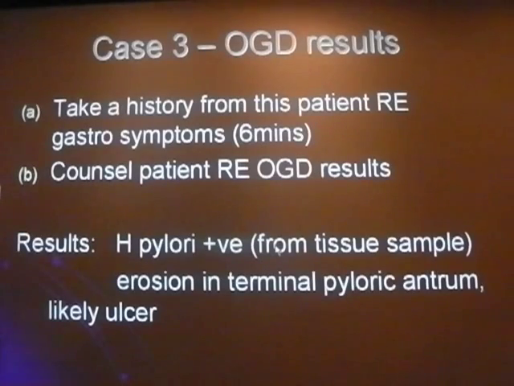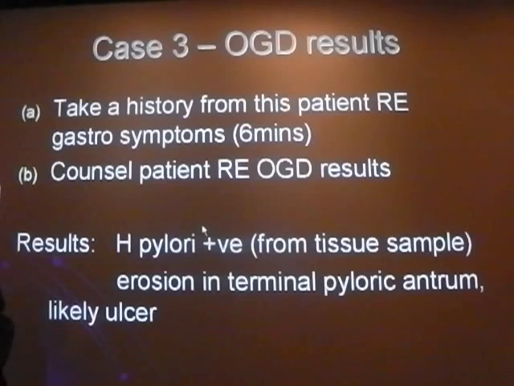Okay. So this is another one that gets phrased differently each year. I just picked one way. You had to take a history from a patient who had gastro symptoms, and then you said to them, go for an OGD and see what's found, and then they give you some results. So for this lady, she was H. pylori positive from the tissue sample they took, and she had an erosion in the terminal pyloric antrum, which is likely to be an ulcer. Can you please tell her what's going on?